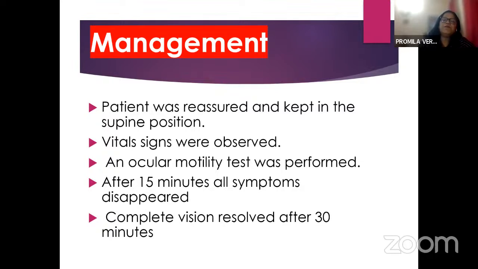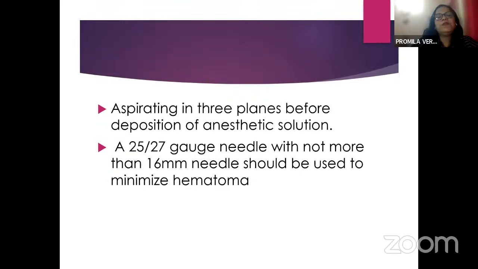The anesthetic agent may be deposited there and may flow to the ocular region, where the ophthalmic artery may be blocked. So there may be a blockage of the flow of blood to the retina, which may cause the temporary loss of vision. It is always advisable to aspirate the needle in all three planes, not in only one plane, in all directions, before deposition of the anesthetic solution at the particular site. And a 25 to 27 gauge needle with not more than 1.6 ml should be used to minimize the hematoma.